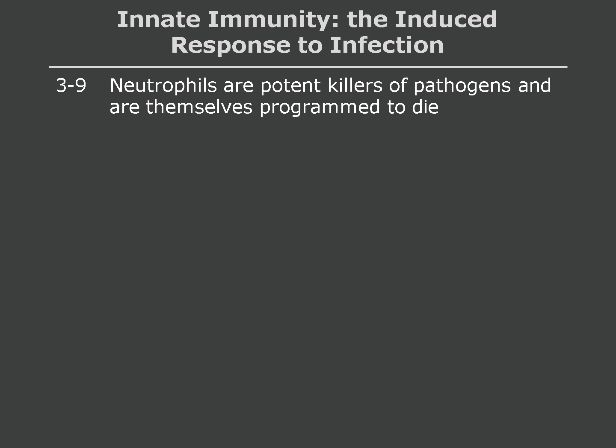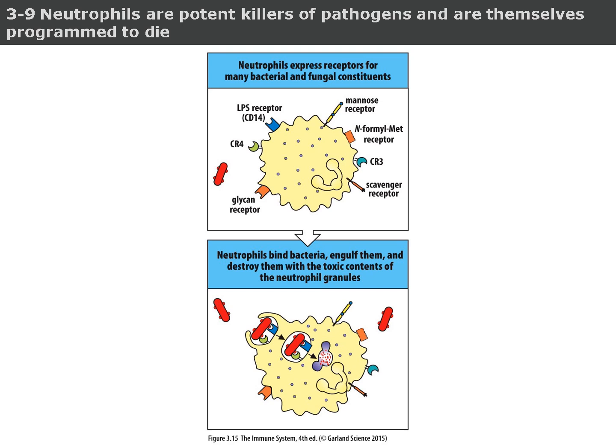Neutrophils are potent killers of pathogens and are themselves programmed to die. This illustration shows the potent role that neutrophils play in the immune response to invading pathogens. Neutrophils are armed with a variety of receptors that allow them to detect and bind to many different bacterial and fungal molecules. These include receptors for lipopolysaccharide, sugars on the surface of pathogens, formylpeptides found in bacterial proteins, and molecules involved in complement activation. Once a neutrophil identifies a target, it engulfs the pathogen into a vesicle.